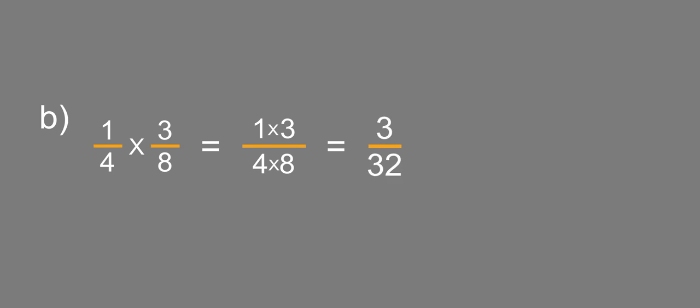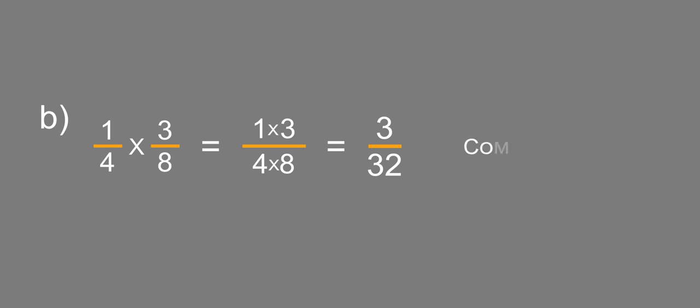Part B, we're given 1/4 times 3/8. Again, we just multiply across the top and multiply across the bottom. So we have 1 times 3 over 4 times 8. And that equals 3/32.